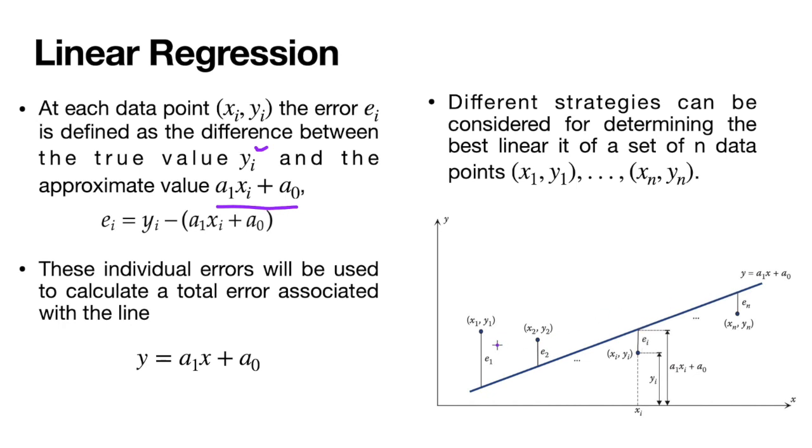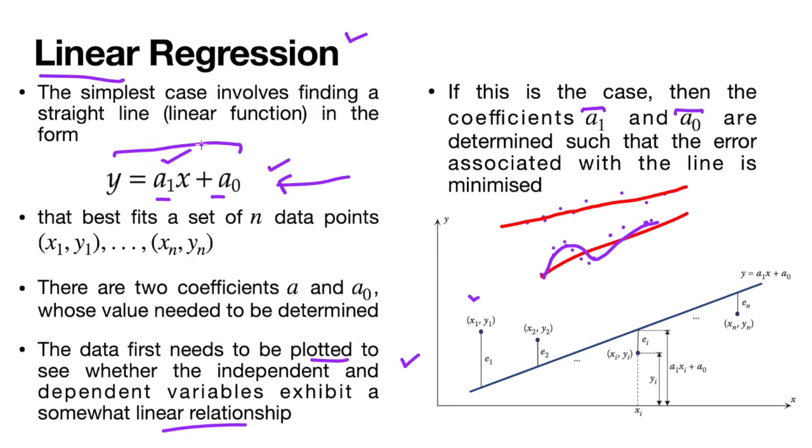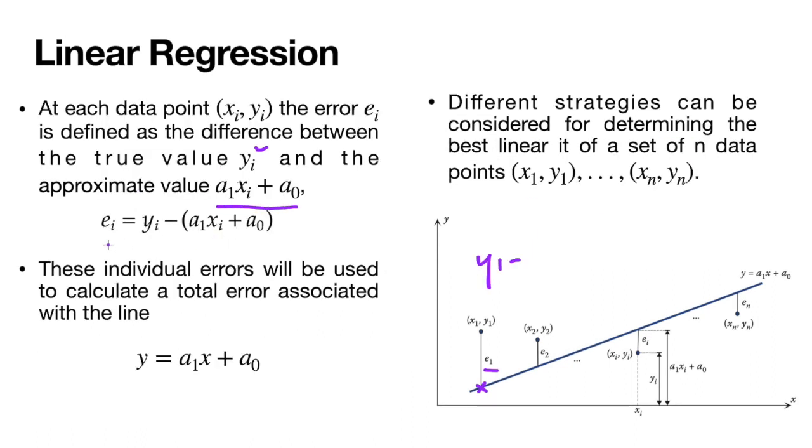So what is basically the error? For example, this point x1 y1 lies here, and this is the corresponding point on the line. So this e1 represents the error here, so it is equal to y1 minus the corresponding point on the line, which is shown by this equation. So there will be the corresponding a1 x value and a naught value. So this represents the individual error.